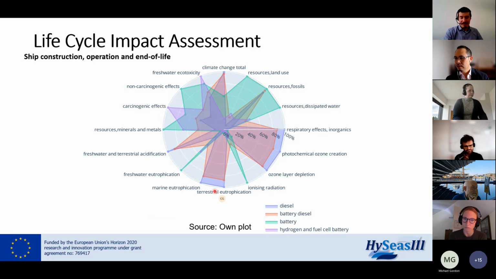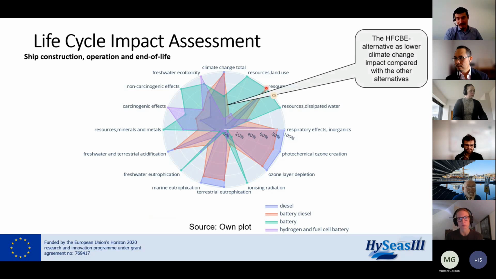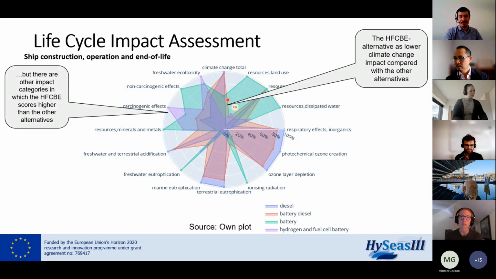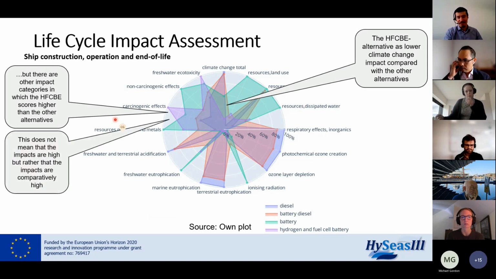And each alternative has some categories where there is a higher impact. This doesn't mean that the impact is big, but it's comparatively big. So in relative terms, it is higher than the other alternatives. It's not necessarily big. That's also important to state.